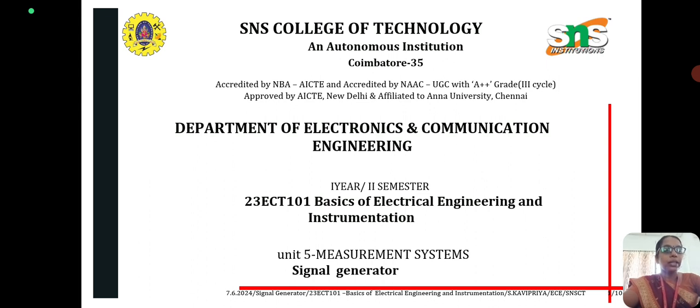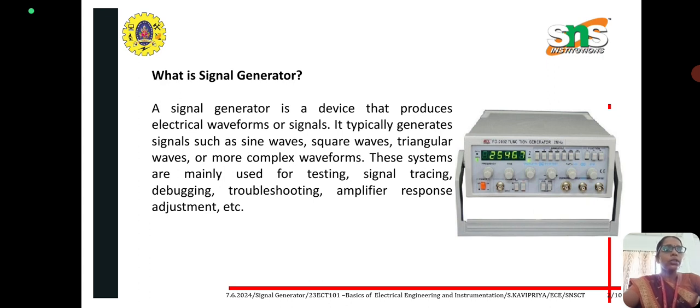Today I am going to discuss the topic signal generator. So what is a signal generator? A signal generator is a device that provides electrical waveforms or signals. It typically generates signals such as sine wave, square wave, triangular wave or even more complex waveforms. These systems are mainly used for testing, signal tracing, debugging, troubleshooting and are also used for amplifier response adjustments.